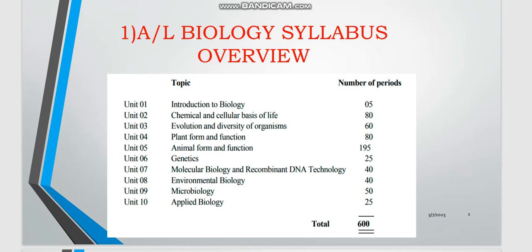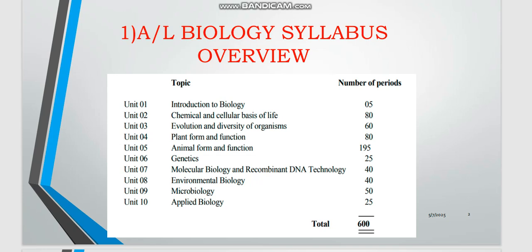So when we take the A-level biology syllabus, we have 10 units. Here you can see I have put the list. It starts from the lesson Introduction to Biology, that's a very small unit. Then unit 3 goes until unit 10, which is the Applied Biology. Among these, the biggest unit is actually unit 5, that is the Animal Form and Function. That is the biggest unit, which will continue I guess until the grade 12 third term.